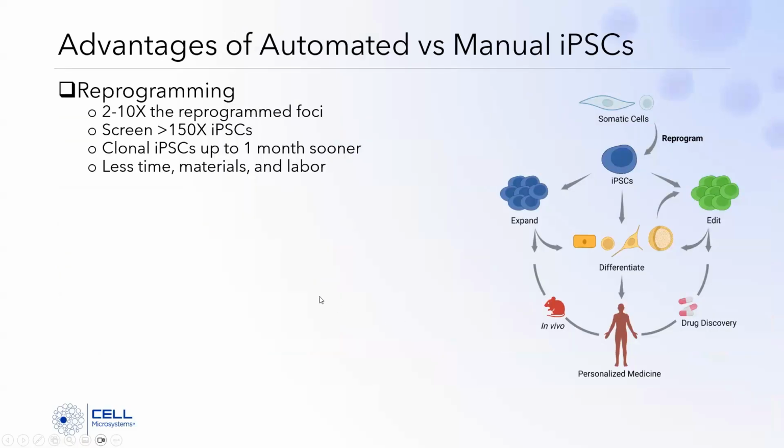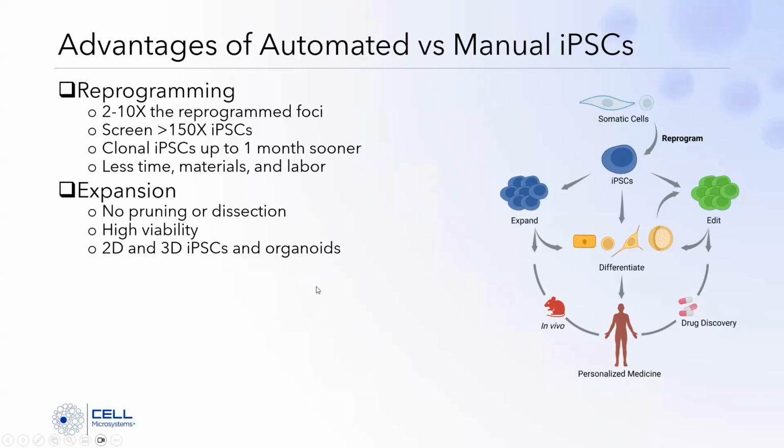So hopefully in this brief data review, I have piqued your interest in the advantages of automated versus manual stem cell culture. We can do reprogramming on the platform with a high degree of efficiency. We can screen over 150 times the normal number of stem cells compared to other platforms, and we can characterize those reprogrammed cells up to a month sooner with less time, material, and labor. We can also expand anything that we have reprogrammed or edited, which eliminates the use of reprogramming with pruning or dissection, with high viability, and we can do that both in 2 dimensions and 3 dimensions of iPSCs and iPSC-derived organoids.